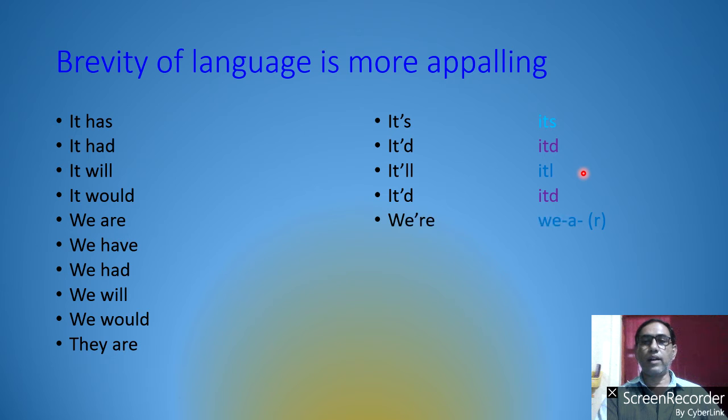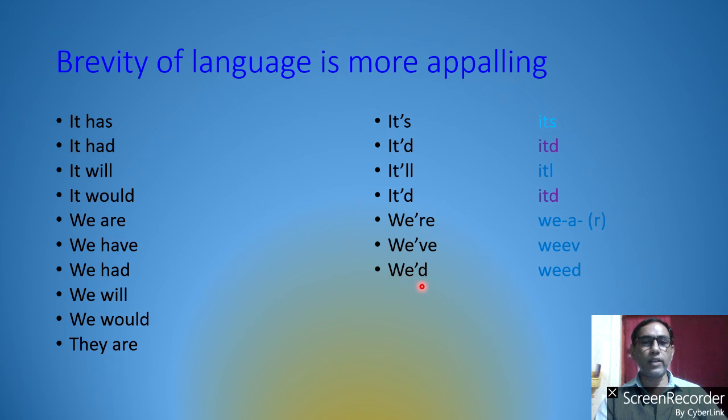Next, we are. Actually, we apostrophe re is the contracted form. We have to pronounce it as we're. Don't pronounce the R, it is silent. We're, we're. Next, we have. Its short form is we apostrophe ve, and we have to pronounce it as we've. We've, don't say we have. We've means we have.